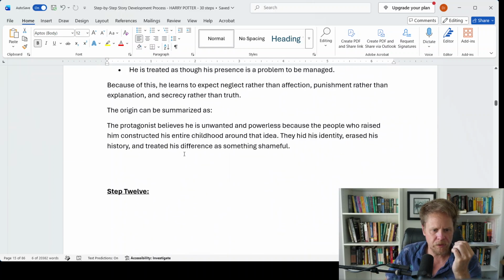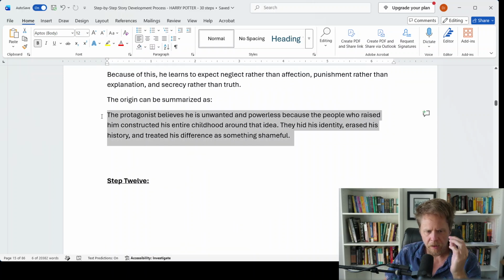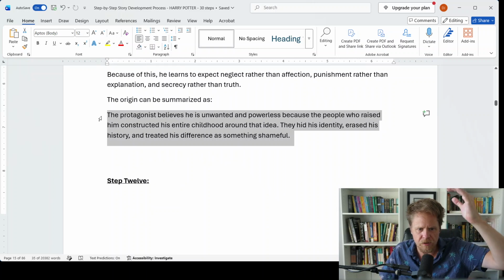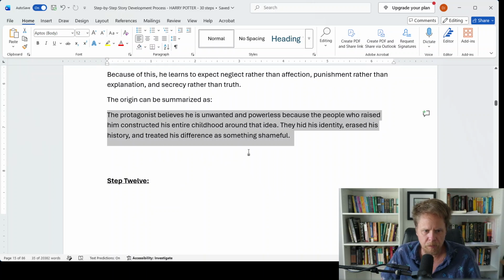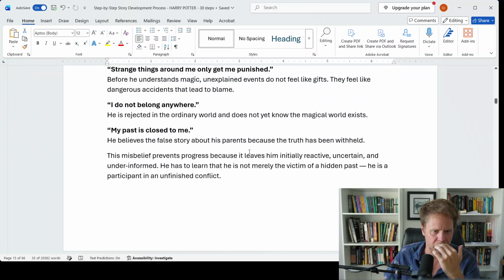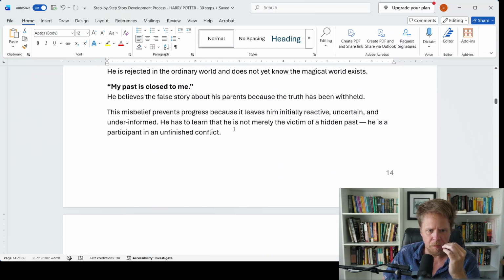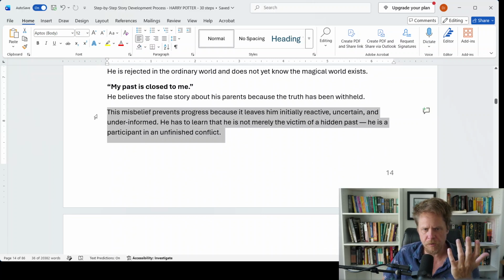So once you complete the step, you're going to end up with something like this. At the beginning of the book, the protagonist believes he is unwanted and powerless because the people who raised him constructed his entire childhood around that idea, right? This is the origin. We're going to get to the origin of the misbelief in the next part. But basically, we just took a look at the misbelief of Harry Potter.